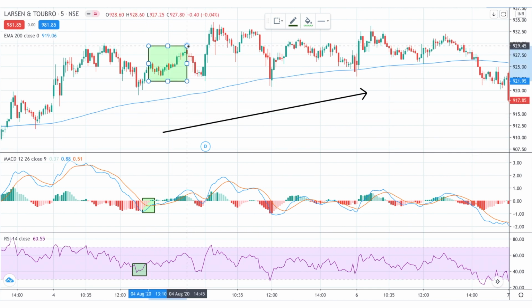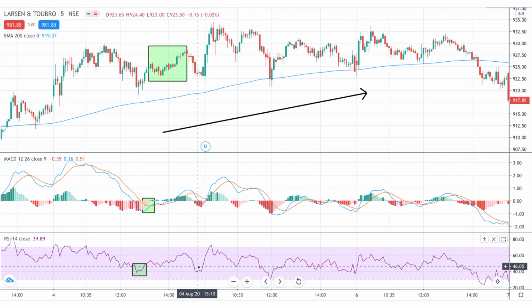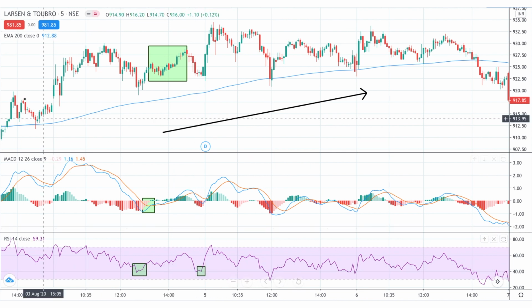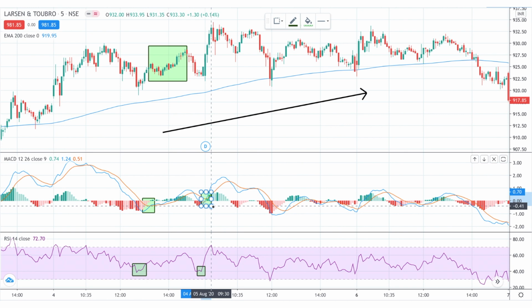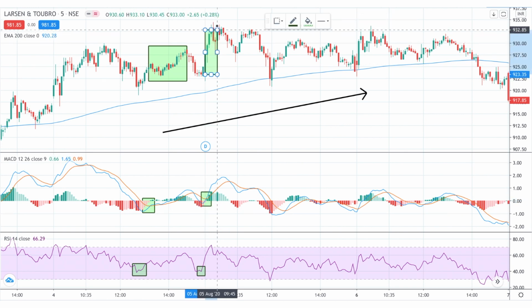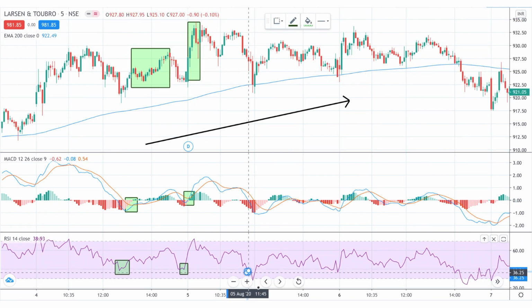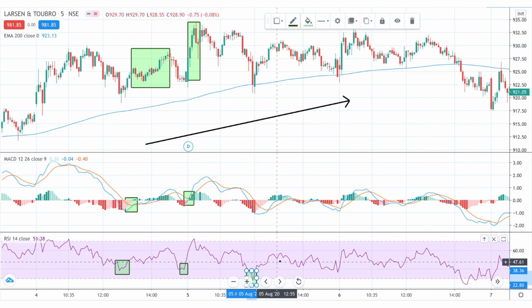So we have this opening. Again, the RSI comes near the oversold area. So we have an opportunity here. The MACD line crosses the signal line from the bottom, and we have this window. Now again, the RSI over here indicates that it is oversold.